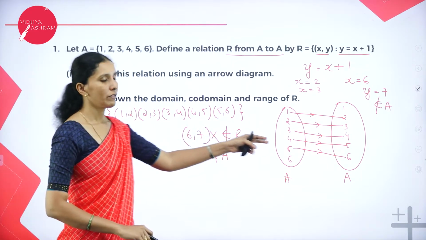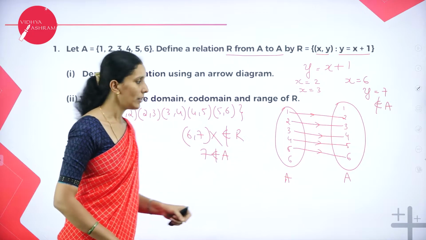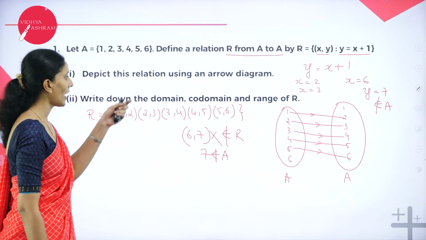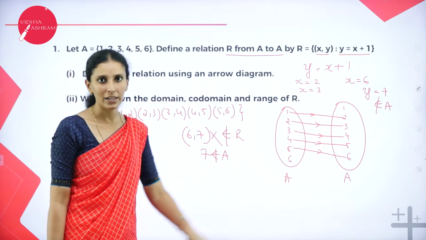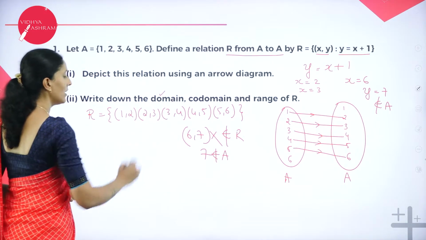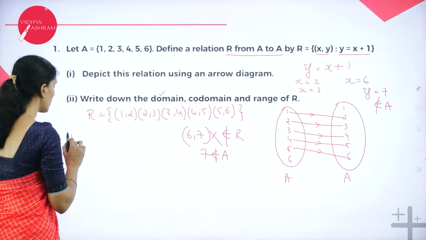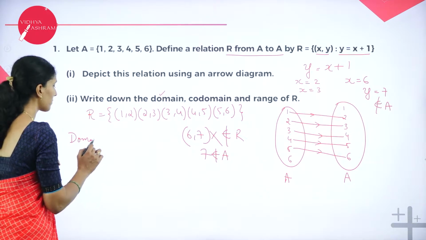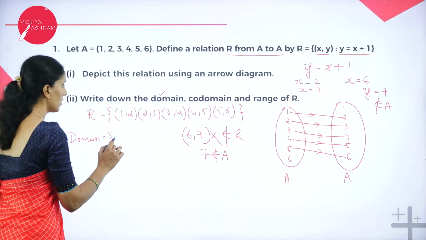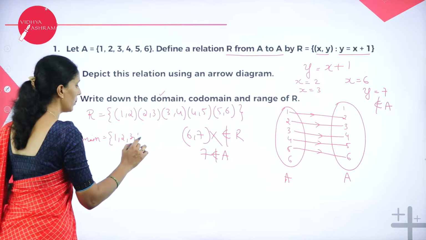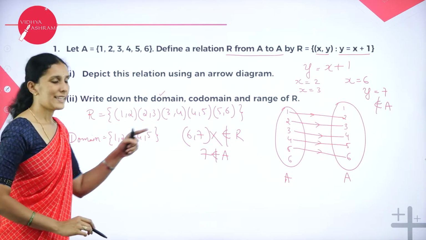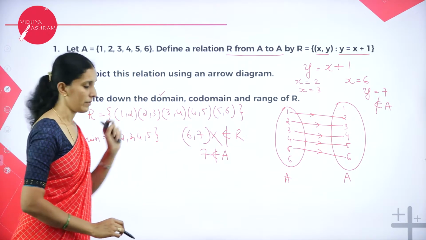Next, this we have represented in arrow diagram. So what is my second question? Write down the domain, codomain and range of R. What is domain? The set of all first elements. So therefore my domain here is 1, 2, 3, 4, 5. 6 I cannot take because I'll get 7.